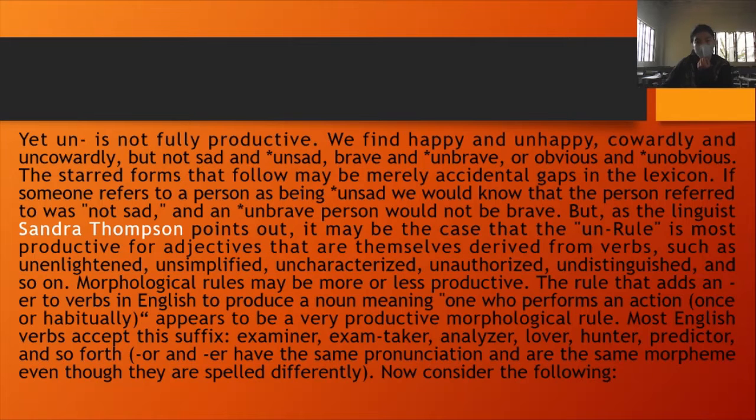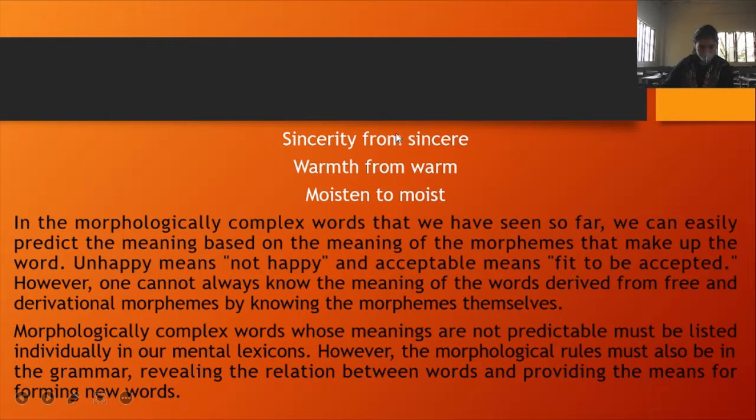Morphological rules may be more or less productive. The rule that adds er to the verbs in English to produce a noun meaning one who performs the action once or habitually appears to be a very productive morphological rule. Most English verbs accept this suffix: examiner, exam taker, analyzer, lover, hunter, predictor, and so forth. Or and er have the same pronunciation and are the same morpheme, even though they are spelled differently. Now consider the following.